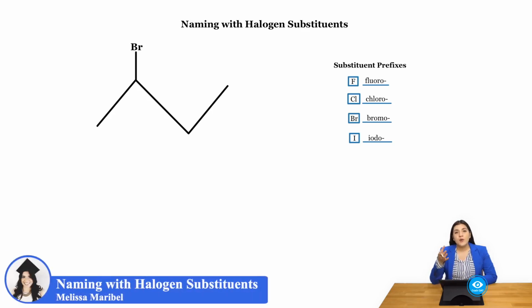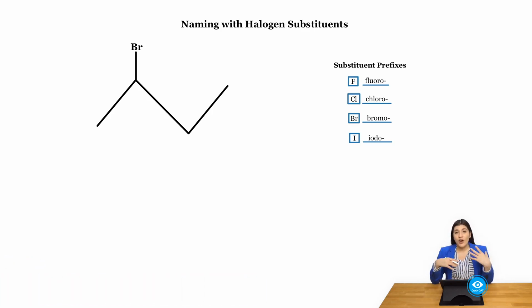Before we saw that you have different substituents that specifically are alkyl groups. Remember what alkyl groups are? They're just groups that only consist of carbon and hydrogen. But now we're going to look at substituents that don't just consist of carbon and hydrogen, or even consist of carbon and hydrogen at all.